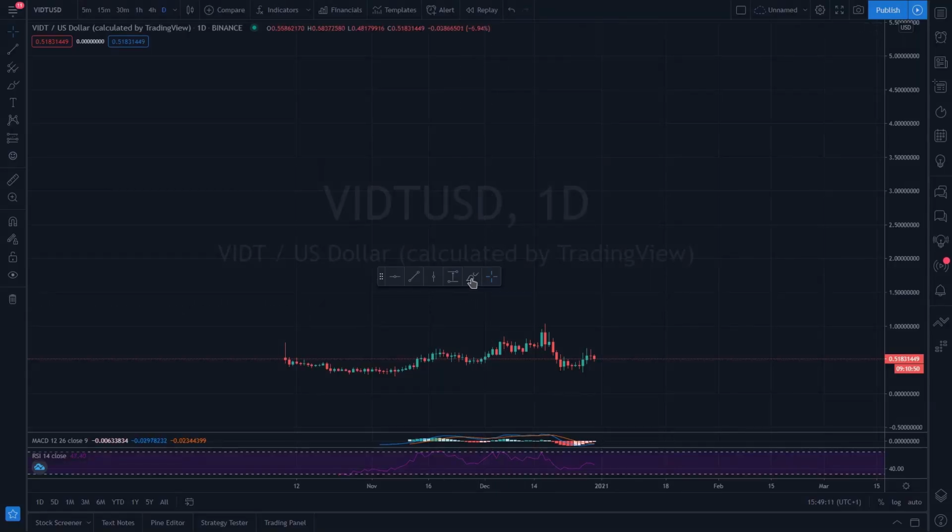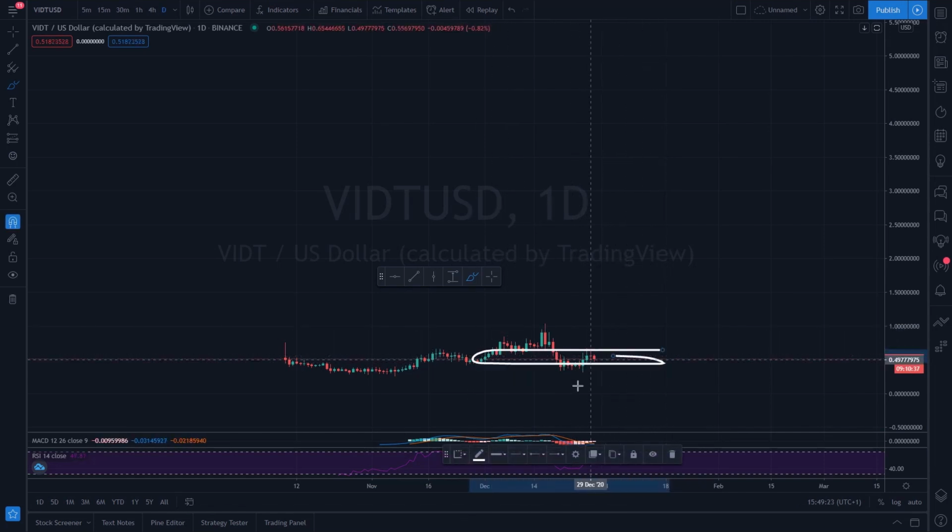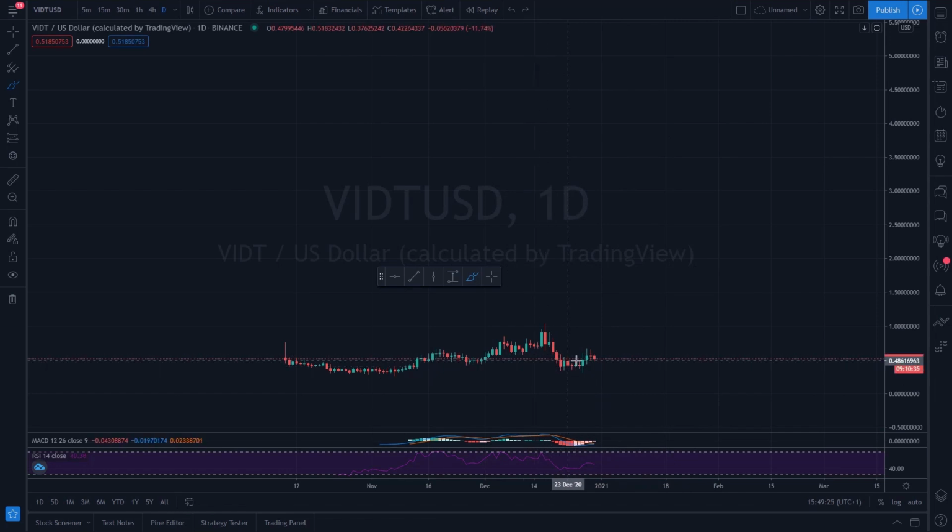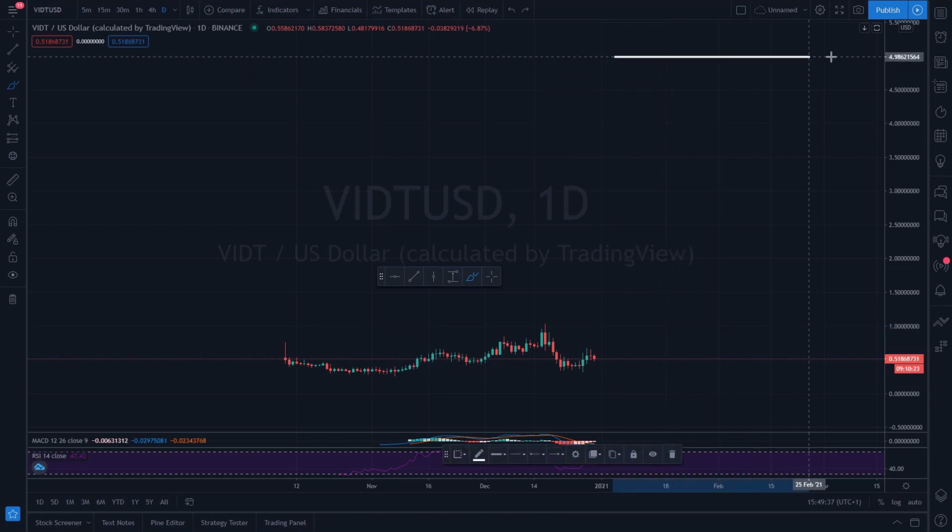With that being said, let's move on to the analysis of VIDT. VIDT has previously failed to break the $1 level. As of now, the coin is currently meandering above the 50 cent support level. I don't think the price will fall below 50 cents, and if it does, it will likely push back above 50 cents, since it is a strong area of support. As for future projections, my prediction is $5.